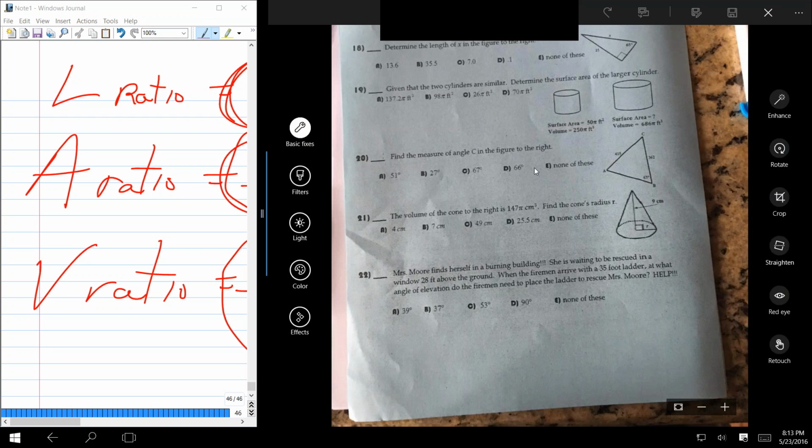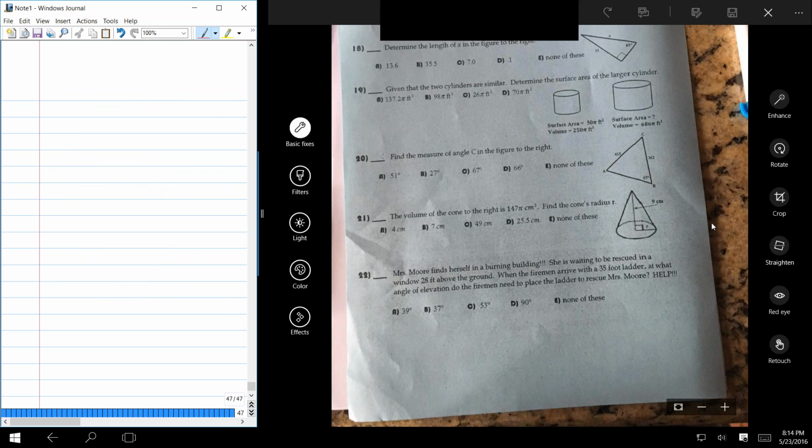Cool. Look at this. What am I going to use to solve this? You would use sine, right? Remember that you can only use trig functions on right triangles. It's not a right triangle. No. So when you're solving triangles that are not right triangles, you have to use either the law of sines or the law of cosines.